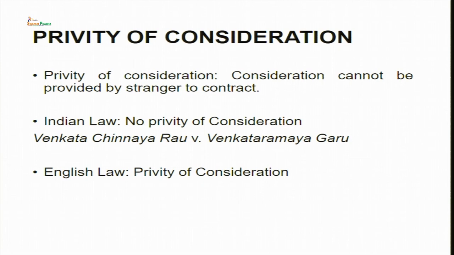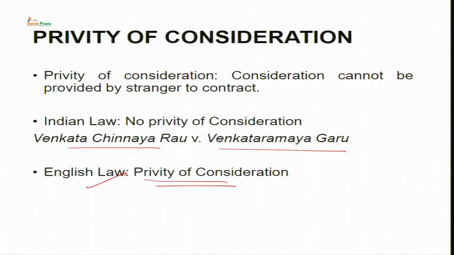Now, but yes, before I give you the facts of this case law, which I have mentioned in the slide briefly, just let me tell you a point of distinction between the Indian law and the English law here. I just mentioned that in India, we do not follow the doctrine of privity of consideration, right? That means a third person, a stranger to the contract, can also provide consideration. But in English law, the doctrine of privity of consideration is followed. That means only the two parties who are entering into the contract can provide for consideration, no third person can intervene, right?